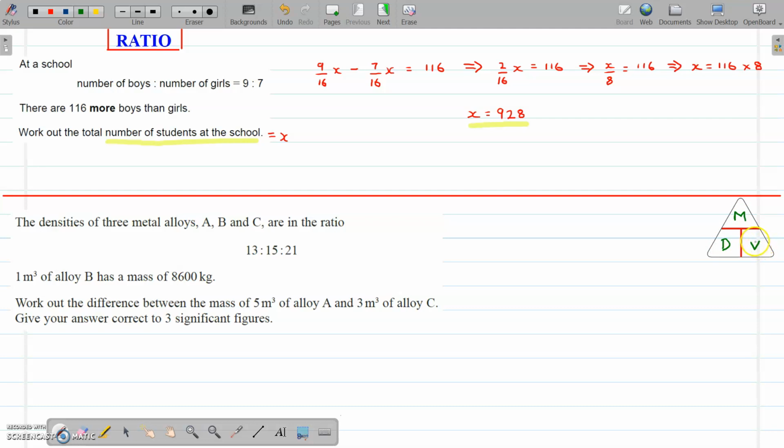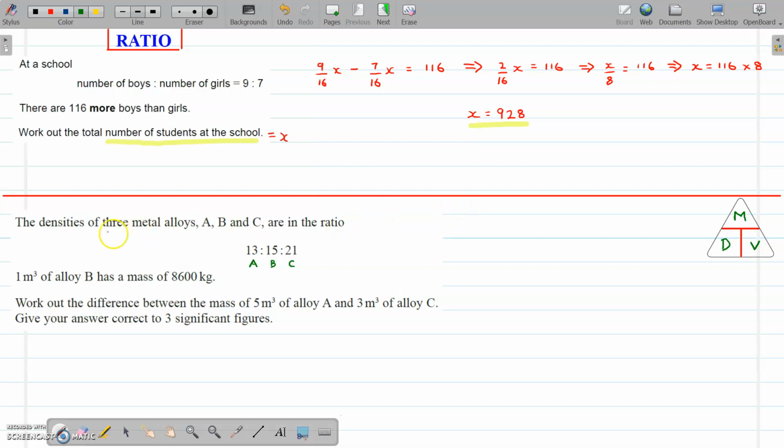The reason we're going to look at this is because if we considered the same volume of each of the three alloys, let's consider 1 cubic meter of each of the three alloys, then if the densities are in that ratio, then the masses would also be in the same ratio. So I'm going to rewrite this as the masses of A to B to C.